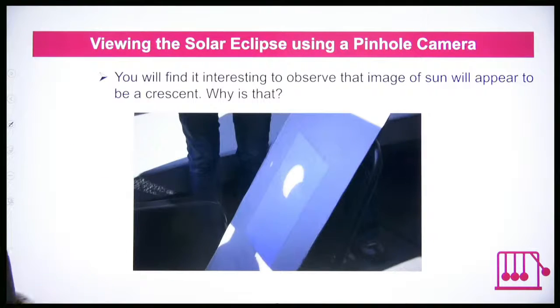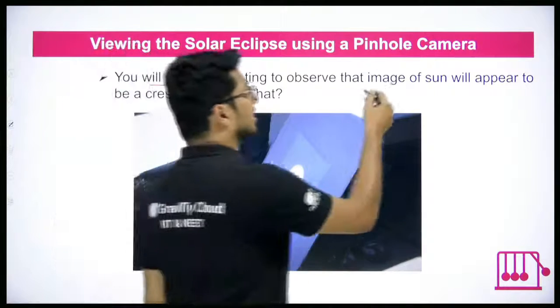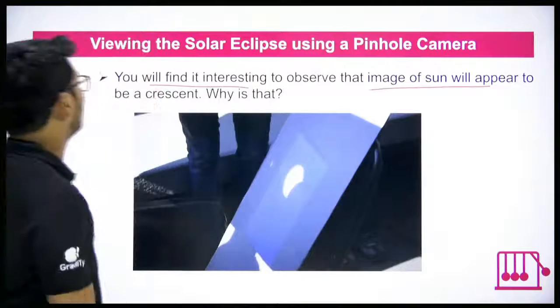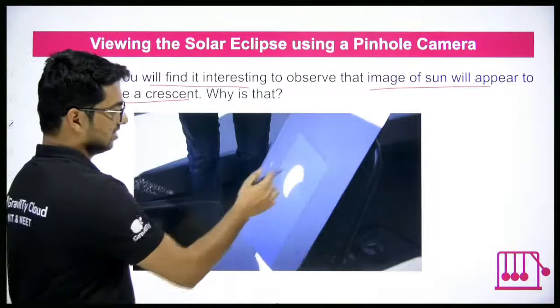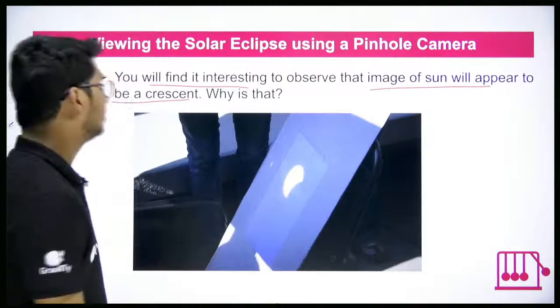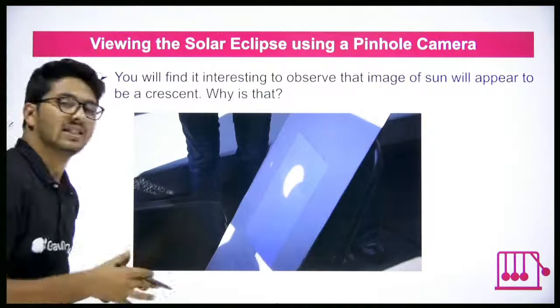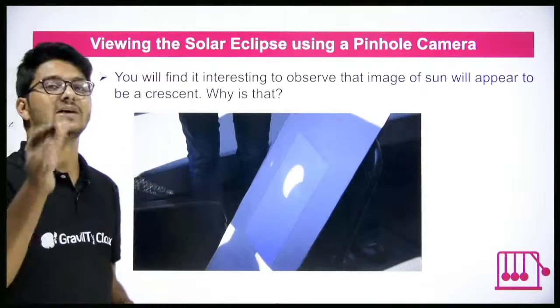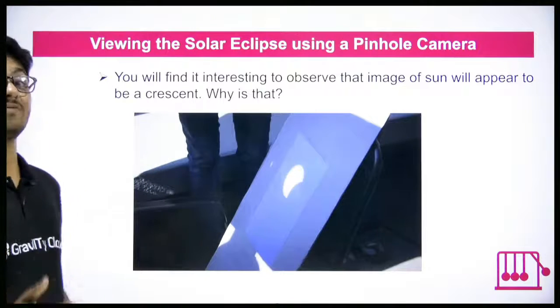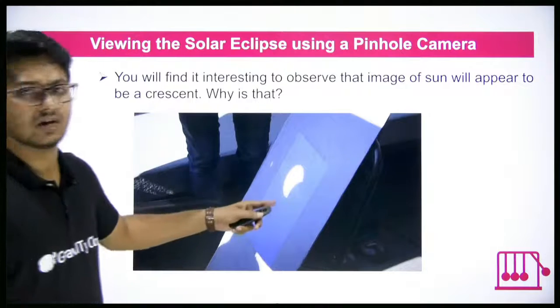So, I've given you a pretty simple example of the solar eclipse. You can see that here. You'll find it interesting to observe that the image of sun will appear to be a crescent, like a moon. Image of sun during solar eclipse will appear to be a crescent. Why is that? We discussed that because that other portion of the sun has been blocked by moon. It's not visible because of moon. Got it? This happens only during solar eclipse.